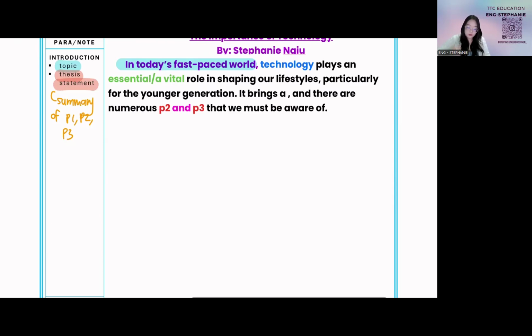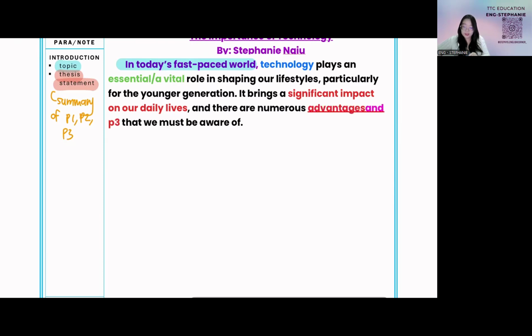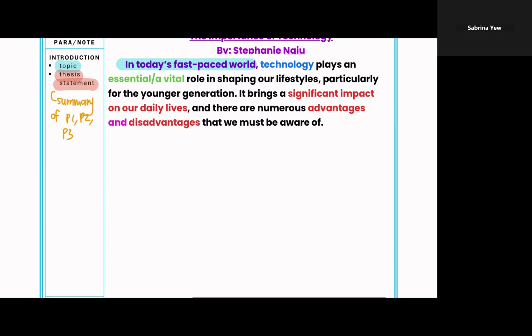a significant impact on our daily lives. And there are numerous, just put them in, advantages and disadvantages that we must be aware of. Okay, so by doing so, you not only mentioned the topic, you also talked about point 1, point 2, and point 3 as well.